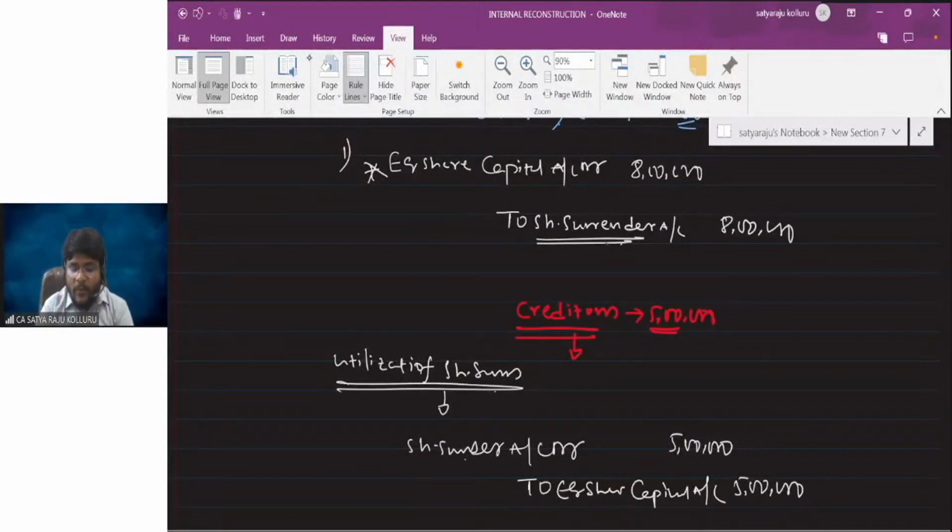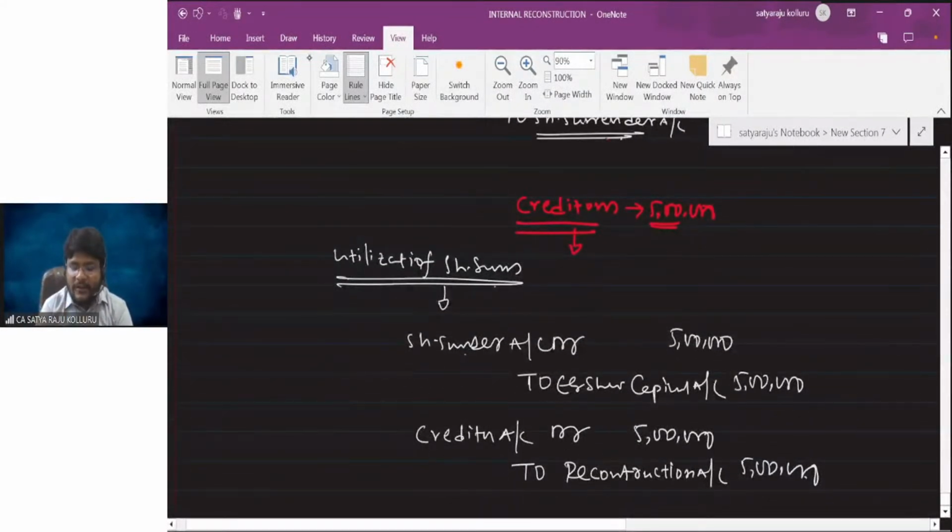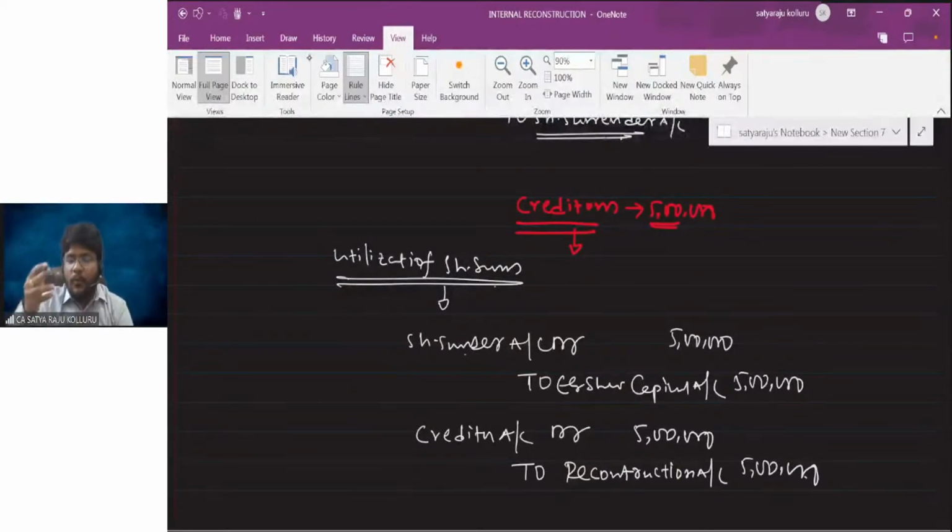So that's why at the time of utilization, you just pass the entry share surrender to equity share capital. Till now, you have not recognized the profit, right? Now you are settling that amount to the creditors, right? Now you are recognizing the profit: creditors to reconstruction. Now this is the settlement entry.